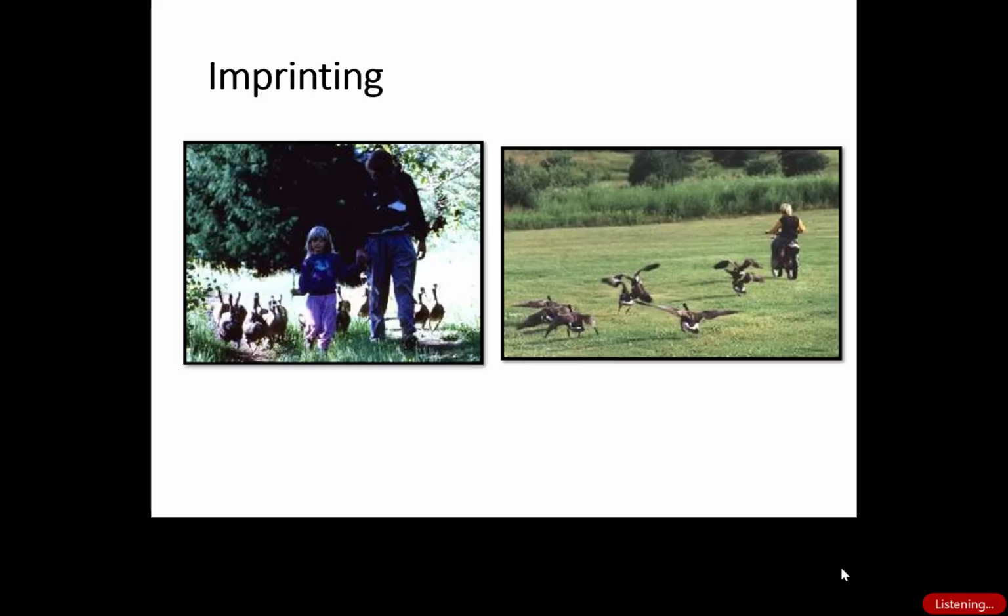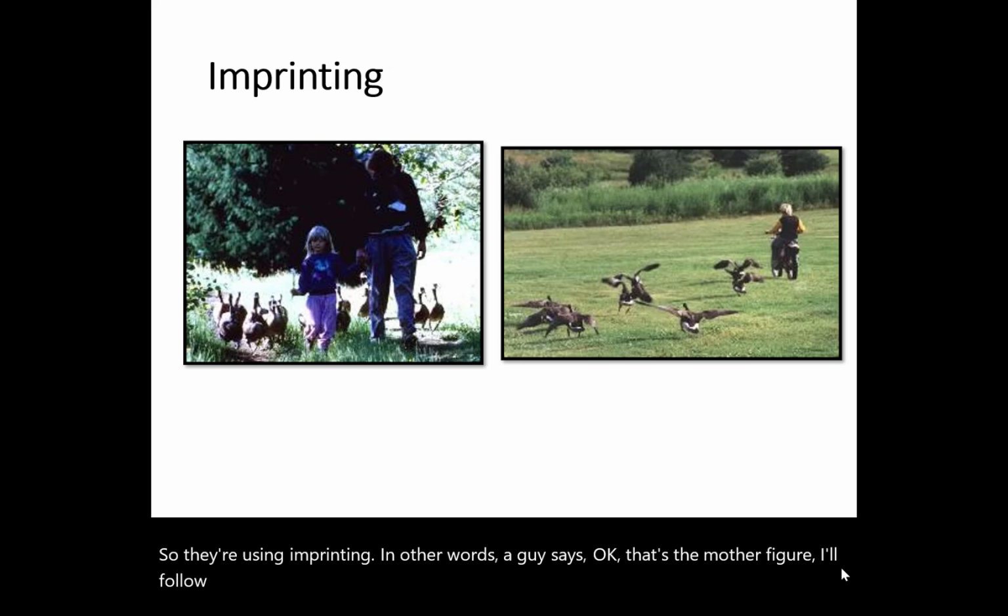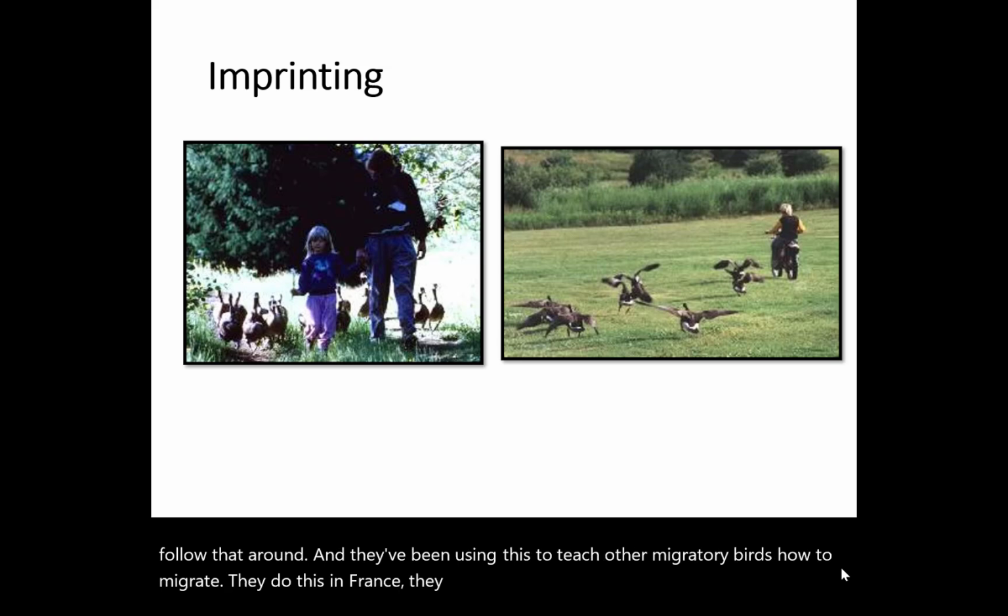So they're using imprinting. In other words, a goose says, okay, that's the mother figure, I'll follow that around. They've been using this to teach other migratory birds how to migrate. They do this in France. They do this in Canada. It's really quite interesting. But again, it's innate.